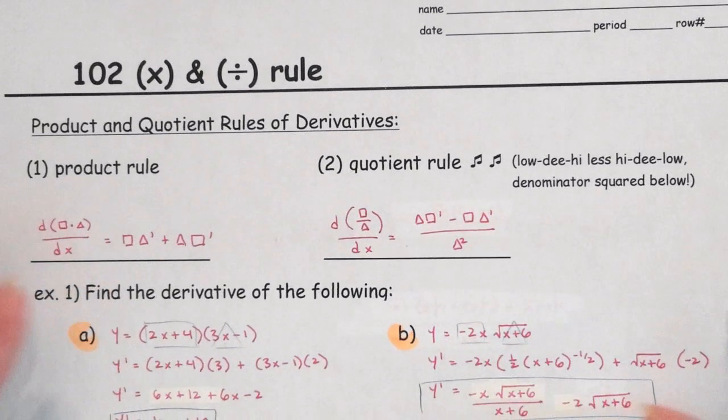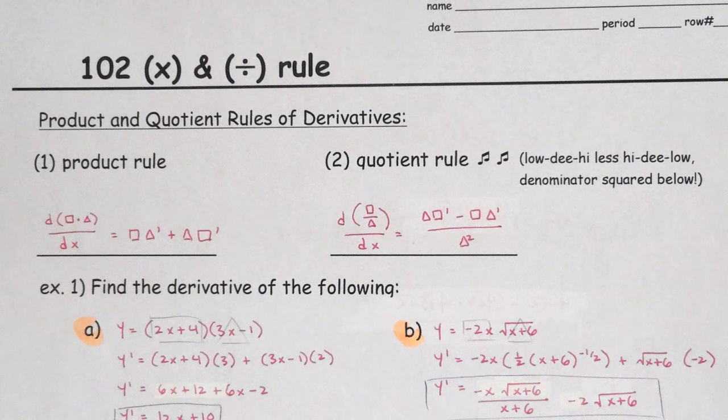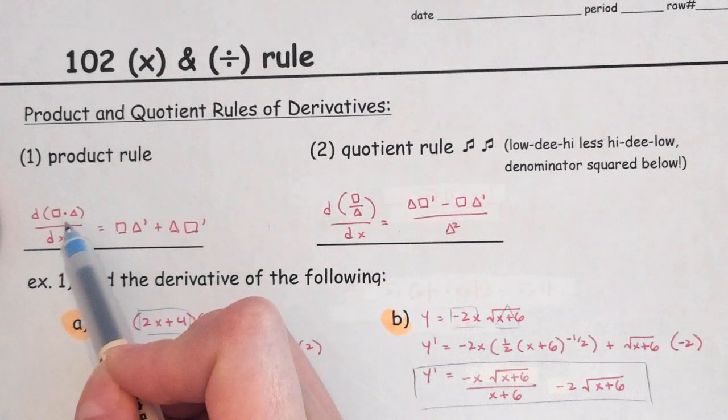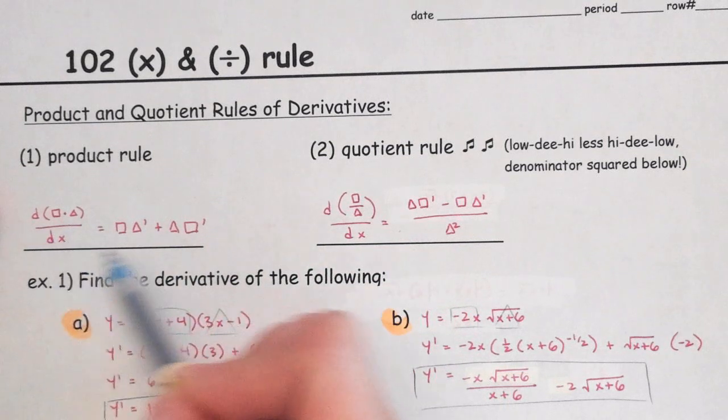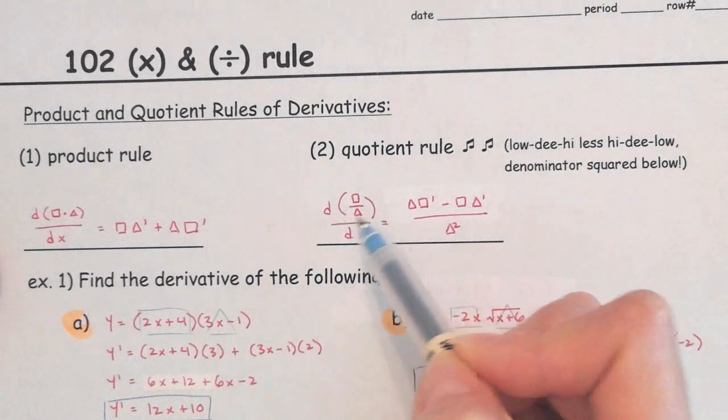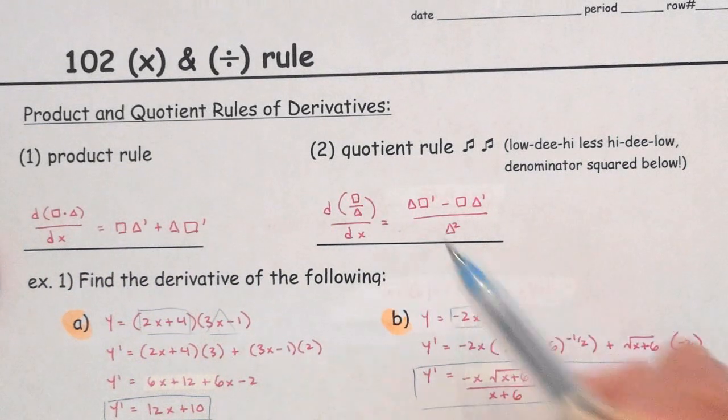Alright guys, so 102, the product and quotient rules for derivatives. Basically, if you want to multiply two things together and take a derivative of that, then that's where this rule comes in. And if two things are being divided and you want to take the derivative of that, that's where this rule comes in.